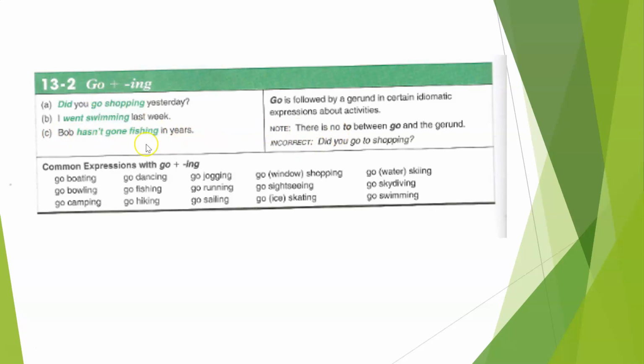Okay, so these phrases, these expressions, they describe certain activities, certain things to do. There is no to between go and the gerund form. So when you say go shopping, that's correct, but you can't say go to shopping or go to fishing. So there is no to. Just go and an ing form of the verb. So I will read these expressions here, and please listen and repeat after me.